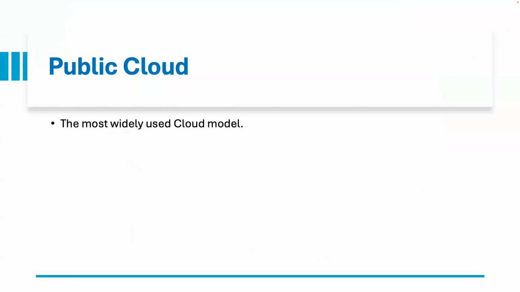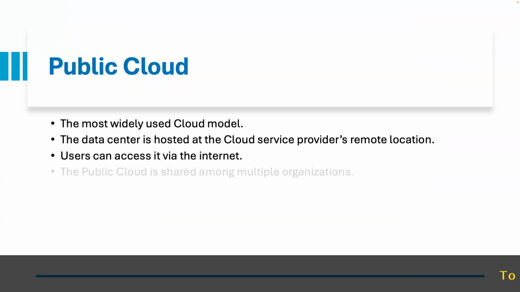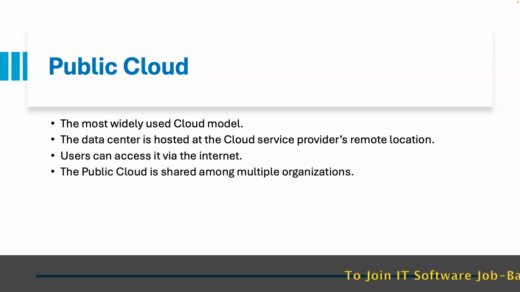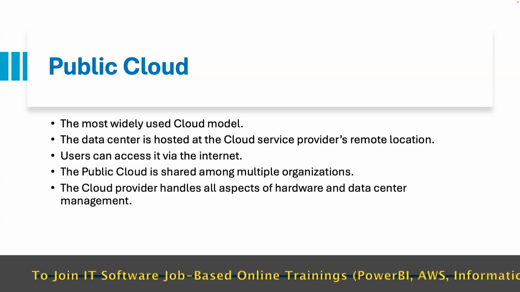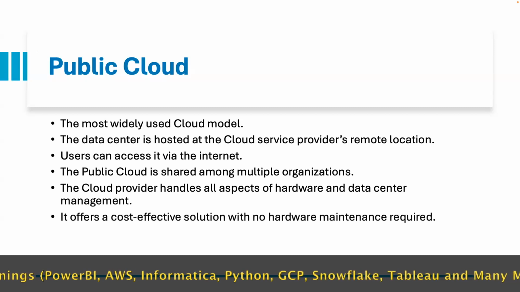Public cloud is the most widely used cloud model, which we already discussed. Google Cloud is a public cloud. AWS is a public cloud. The data center is hosted at the cloud provider's remote location, and users can access it over the internet. Public cloud is shared among multiple organizations. We discussed all this, so I'm not getting into detail again.